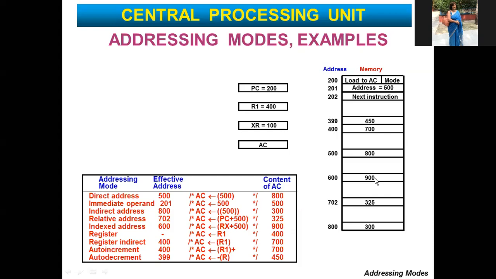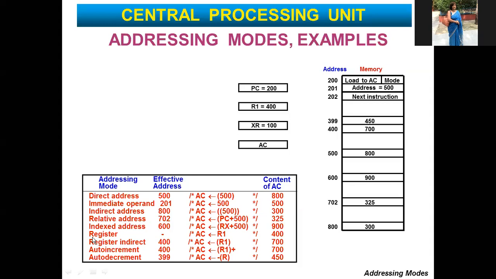So now what will be the value of AC ultimately after execution of the instruction? In case the addressing mode is index addressing, it will be 900. The effective address will be 600. So in case of index register addressing, the effective address will be 600, wherever the content of AC will be 900.